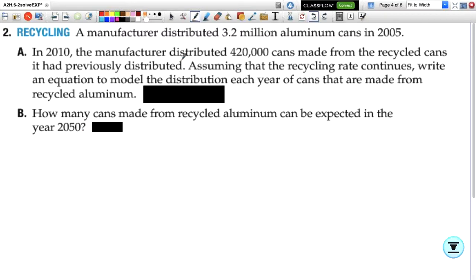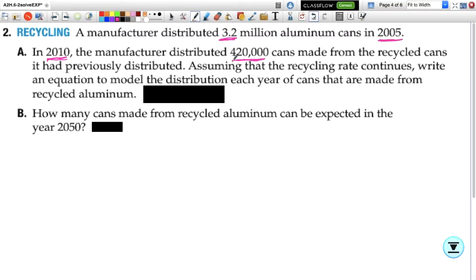So he had this many cans here. Actually, you know what? If you didn't already pause this and do this problem or try to, go for it. You can pause it at any point and keep going on your own and then come back to it if you need to, okay? Then we have a second year and we have a second amount, okay?